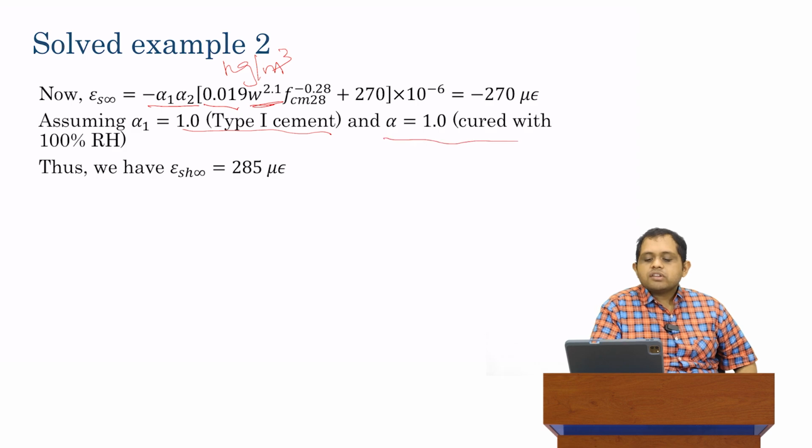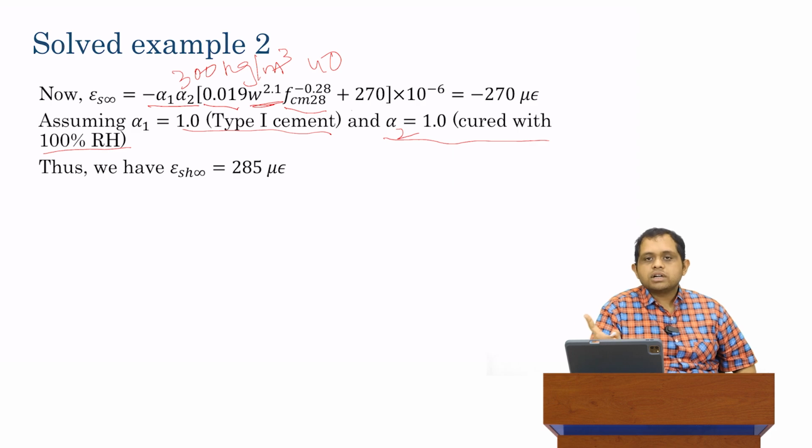And in this case, it is cured using 100% relative humidity, which is just a way of saying that we are keeping the surface moist. So this is moist curing, and that's why the table says that alpha 2, sorry, I'm missing a 2 here, alpha 2 should be equal to 1. W we are already given as 300 kilogram per cubic meter. FCM 28 we already have as 40 megapascals.